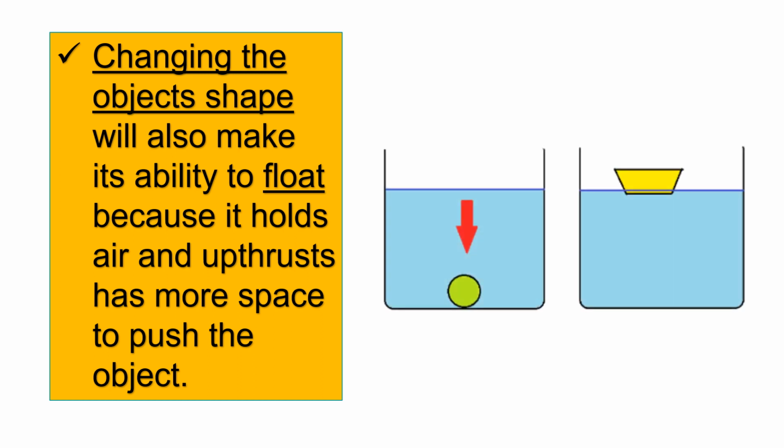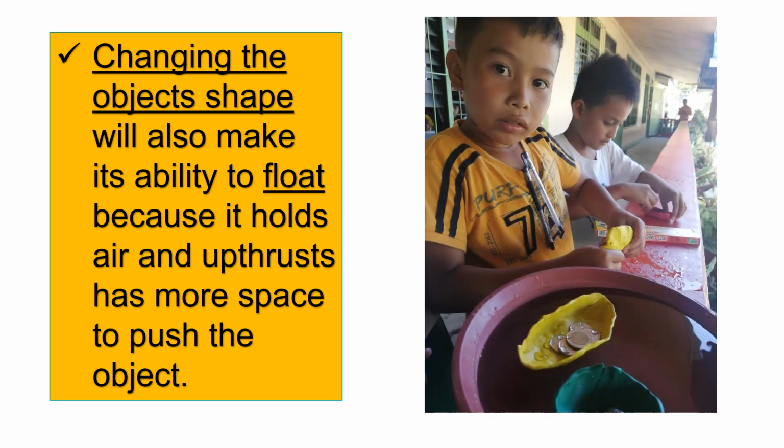to push the object. When you shape a clay into a ball, it will sink. Why? Because there is no air inside it, and the molecules of the clay ball are denser than the water. But if you mold the clay into a boat-like shape, there will be space for the air to occupy in the clay boat. As we have learned, air is less dense than water. That's why it will float. Look at how my previous learners shaped their clay to make it float. Try this fun activity at home and send me a picture if you make the clay float.